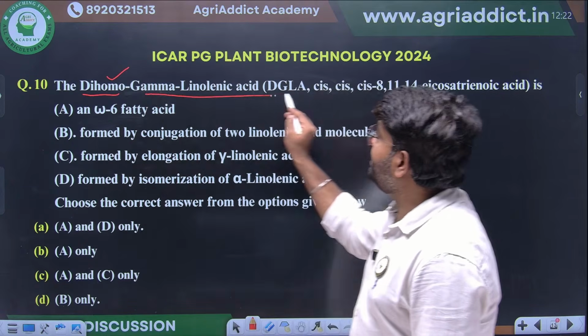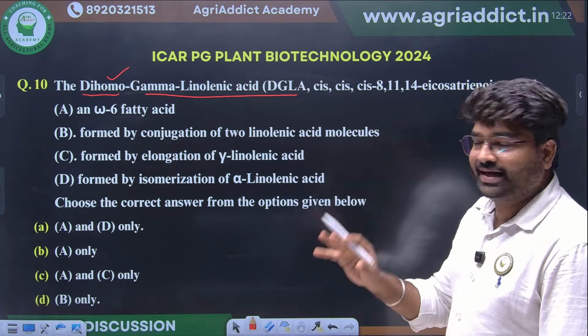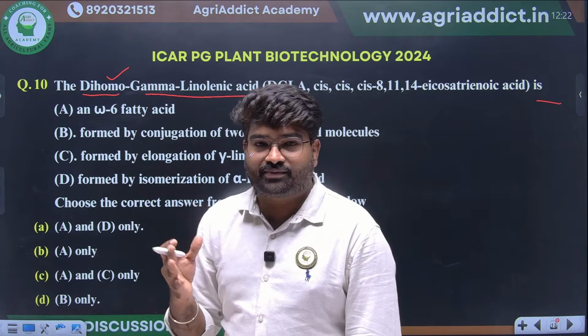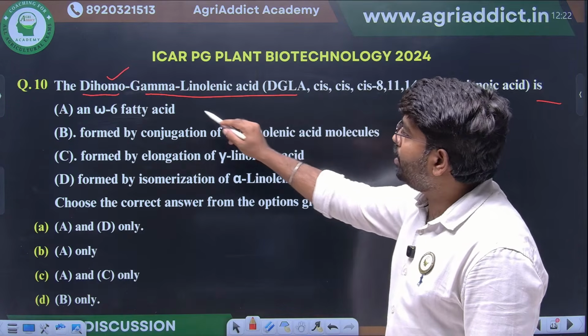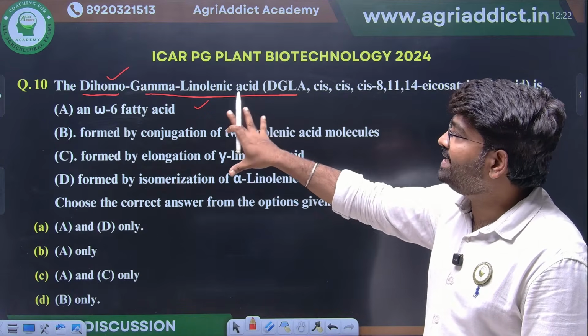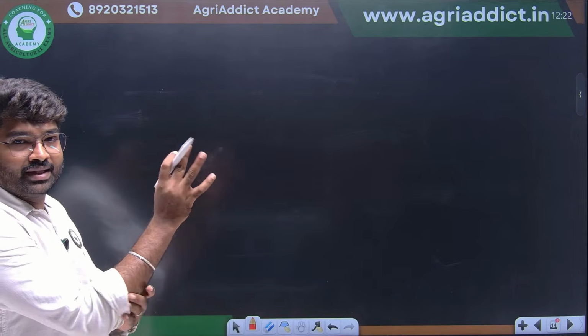Dihomo gamma linolenic acid. The question is whether it is an omega 6 fatty acid or an omega 3 fatty acid. You have to know how it has been formed. They are asking how this dihomo gamma linolenic acid is formed.